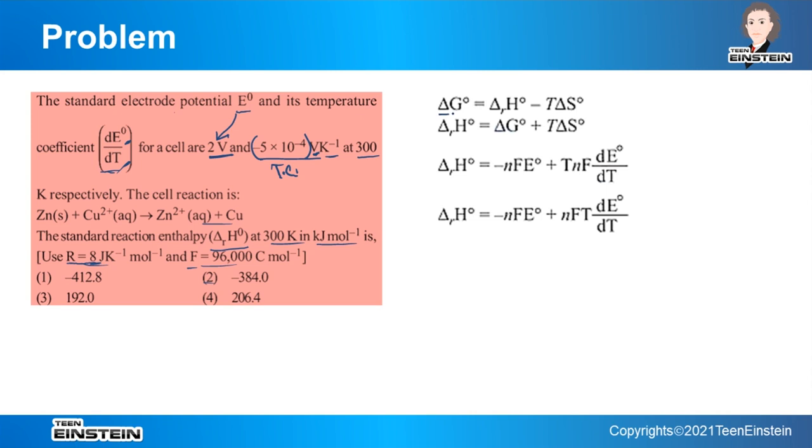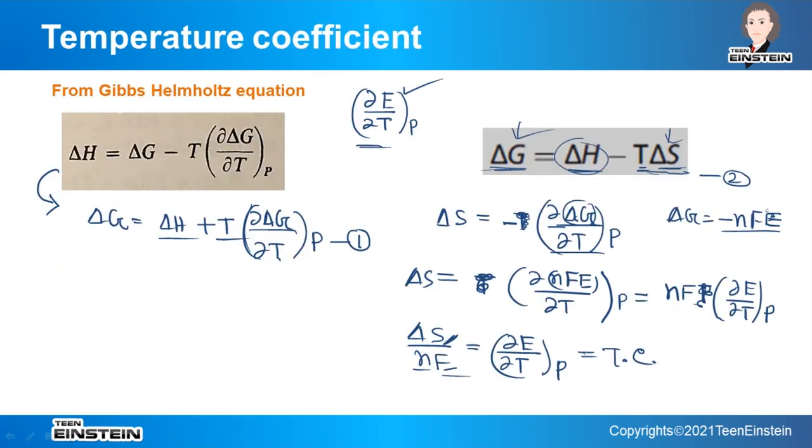So this equation we know, del G naught is related to enthalpy and entropy. Now we will write T del S with del G, so del G naught plus T del S. Now del G naught is equal to minus NF E naught. So in place of del G naught we can put this value, and del S, remember from the last slide, del S by NF is equal to the temperature coefficient, or simply del S is NF into del E by del T at constant pressure.